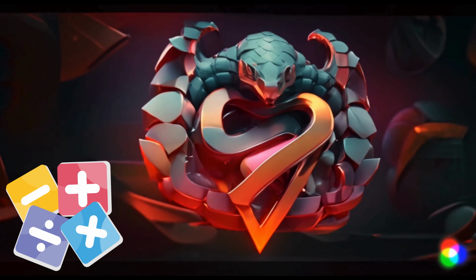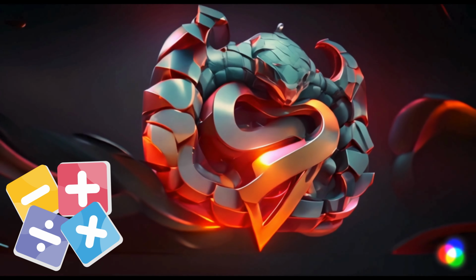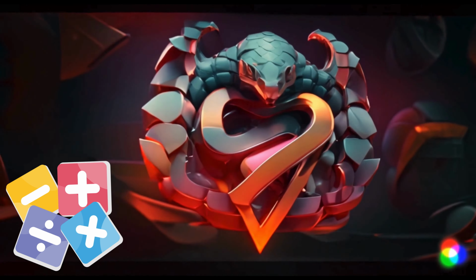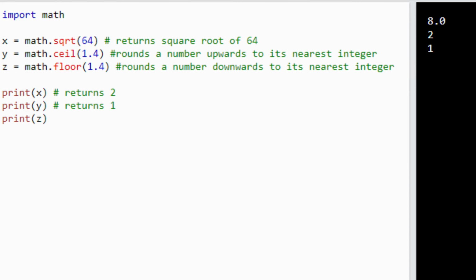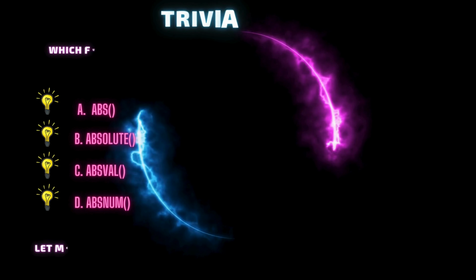Welcome to our animated exploration of Python math, where numbers come alive with endless possibilities. Dive into Python's built-in math functions, from finding the minimum and maximum values to calculating absolute values. Empowering your mathematical endeavors. Discover the vast capabilities of the math module, unleashing the power of square roots, rounding functions, and mathematical constants.